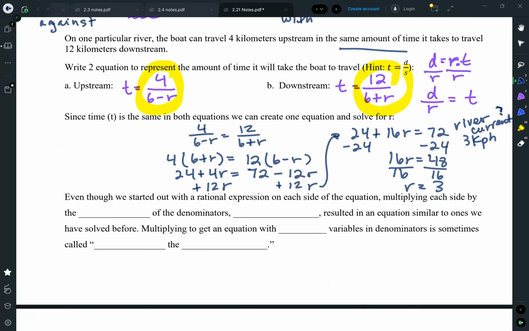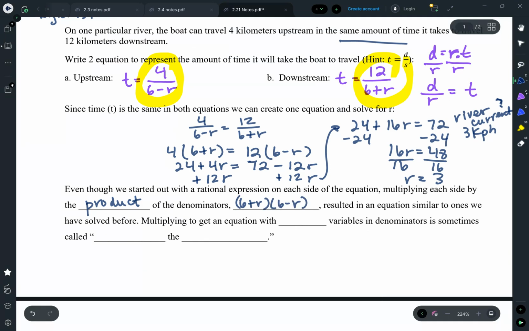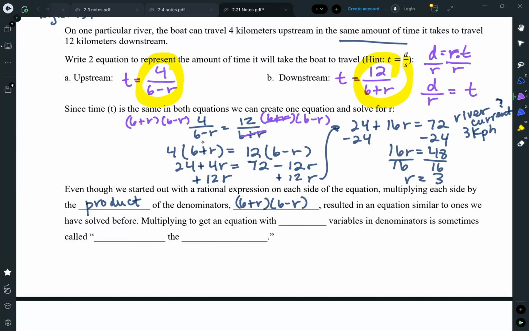So even though we started out with a rational expression on each side of the equation, multiplying each side by the product of the denominators, which was 6 plus r times 6 minus r, I totally didn't do that. That's what happened though, right? If I multiply by 6 plus r times 6 minus r, it's just clearing all of those denominators, and it's exactly what we came up with. Multiplying to get an equation with no variables in denominators is sometimes called clearing the denominators.